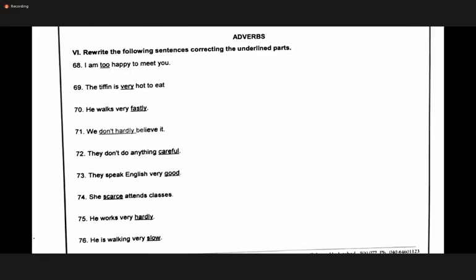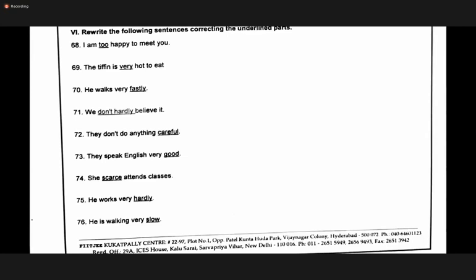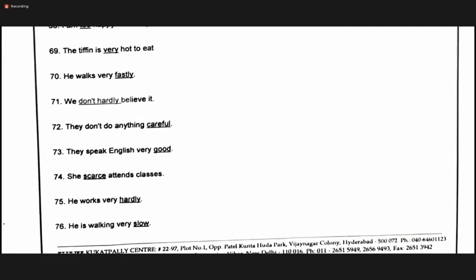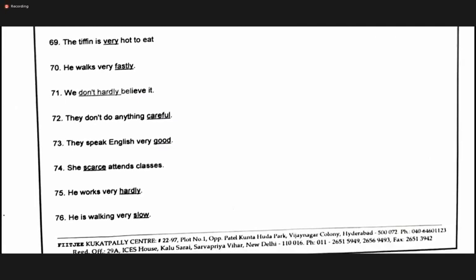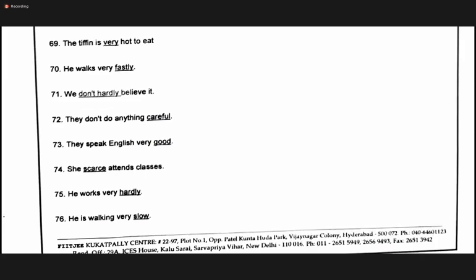Next 72. They don't do anything careful. Carefully. Careful is an adjective. By adding ly, it becomes an adverb. So they don't do anything carefully. 73. They speak English very good. Well. Yes, they speak English very well. 74. She scarce attends classes. Scarcely. So hardly, scarcely, they give negative meaning. Scarcely is an adverb. So she scarcely attends classes.